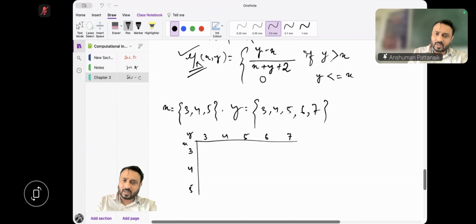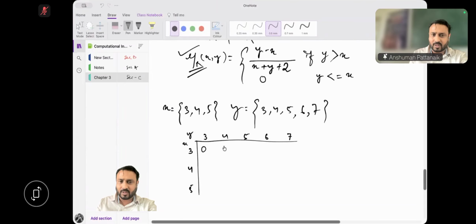I said put the values of xy based on the equation, and get the result done using a calculator. First equation, y is 3, x is 3, both are the same, it will be 0, I put 0. Next, x value 3, y value 4. 3 is less than 4, so I will take this equation. 4 minus 3 divided by 4 plus 3 plus 2, this is 9. 4 minus 3 is 1. 1 by 9 is equal to 0.111. What about between 3 and 5?